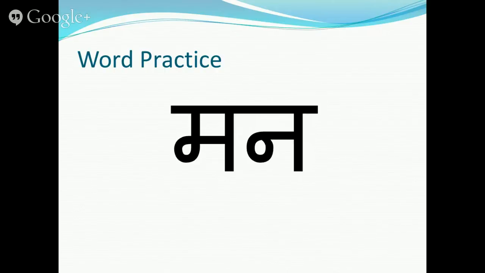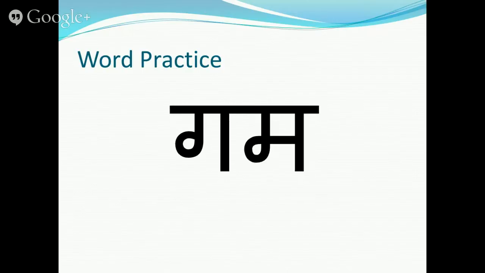So this is m followed by n. Mun. Now, if you said man, that is actually incorrect, so we want to be careful. This is a short a because there's no symbol there. So this is mun, the mind or the heart.